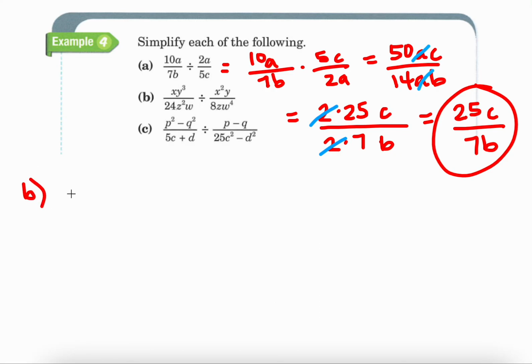Let's take a look at B now. B, I have to flip everybody. Okay, so let me see if I can do that in my brain.